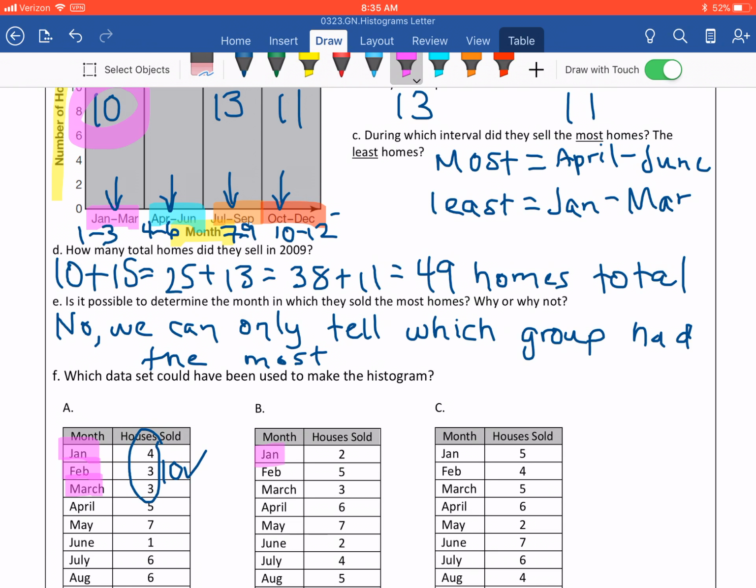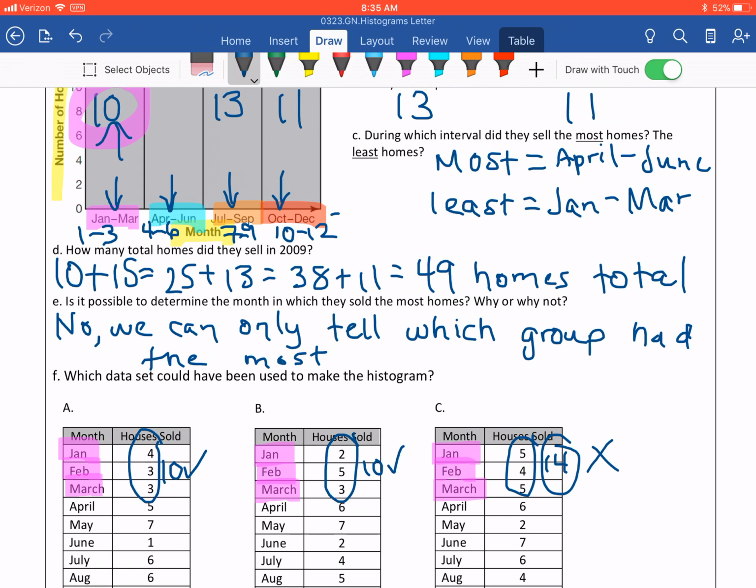If I look at the next table, January, February, and March, that would be 2 plus 5 plus 3, 2 plus 5 is 7, 7 plus 3 is 10, that one's good. And for the last answer choice, January, February, and March, 5 plus 4 is 9, but 9 plus 5 is 14. So since this is 14, this one doesn't work because it's supposed to be 10. So this one I can just know that it doesn't work.